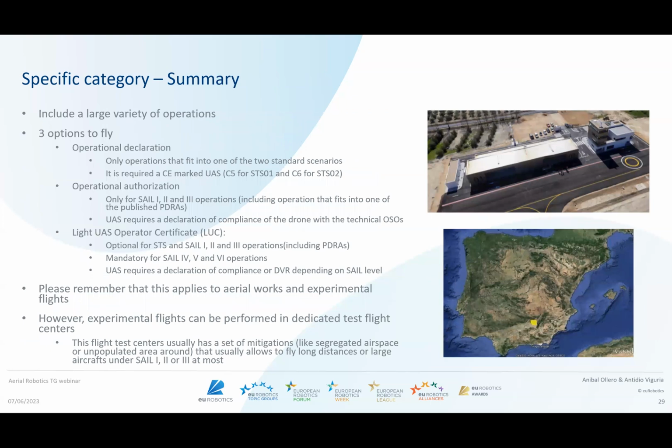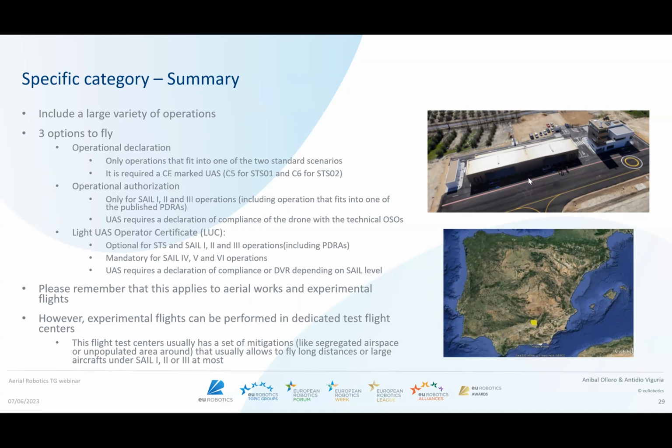So as a summary, the specific category includes a large variety of operations. There are 3 options to fly. First, operation declaration, only for operations that fit into one of the 2 standard scenarios. Here we require a CE marked UAV, C5 for standard scenario 1 and C6 for standard scenario 2. Second, operation authorization, for risk levels SAIL 1, 2, and 3 operations. You can use it there.